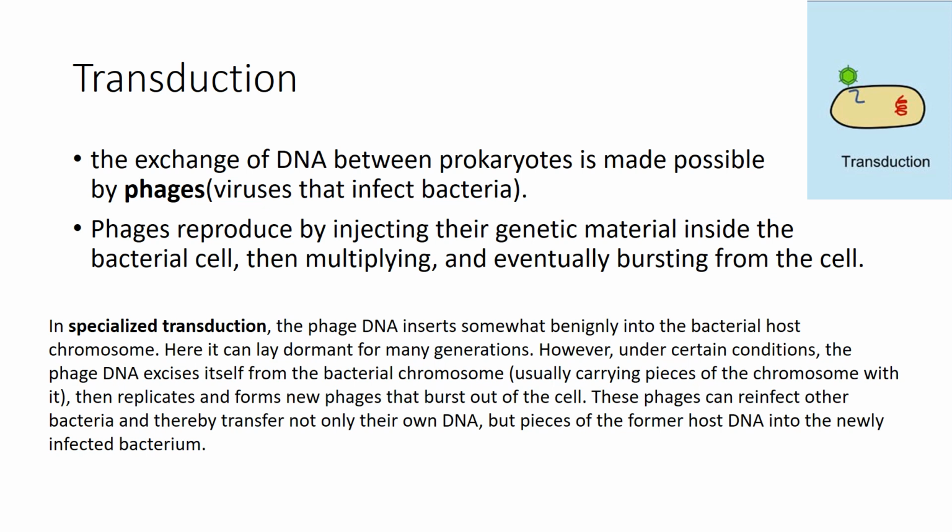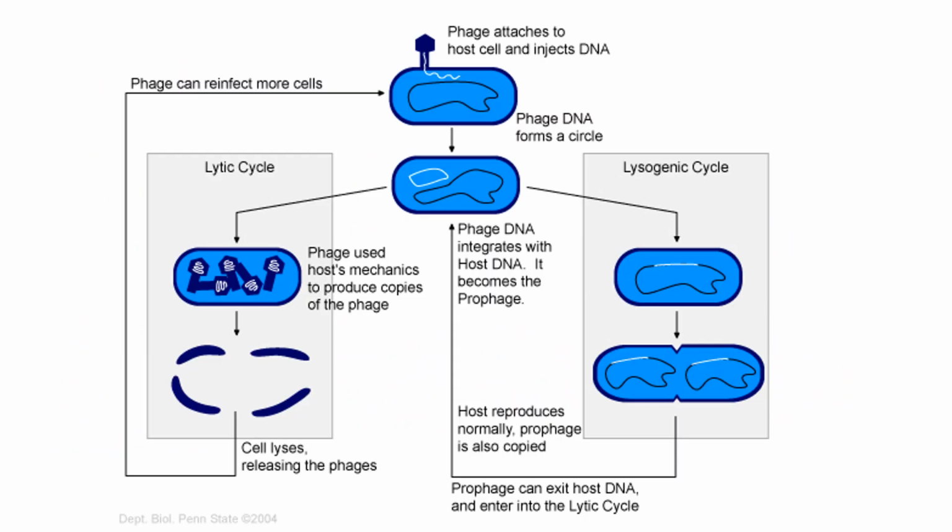This causes it to replicate and form new phages that burst out of the cell. These phages can reinfect other bacteria and thereby transfer not only their own DNA but pieces of the former host DNA. So this will be more clear in this diagram here, right? You see that a phage is attaching to a host cell on the top of the slide and injects the DNA. So the white piece is the phage DNA.